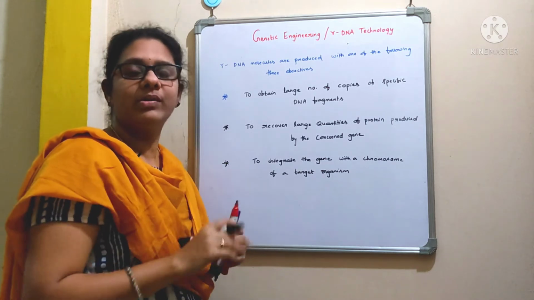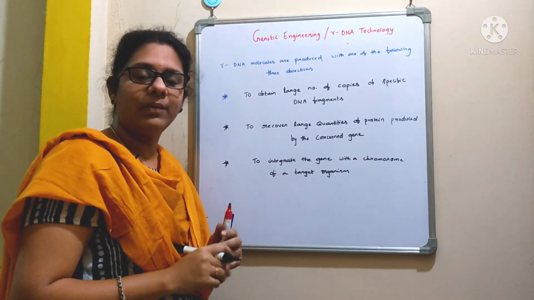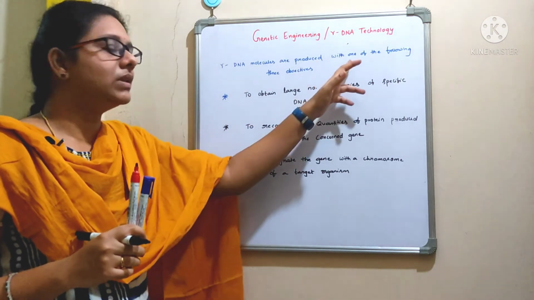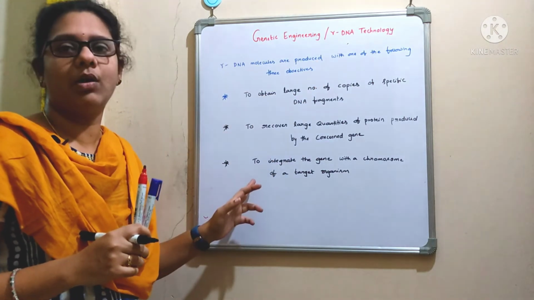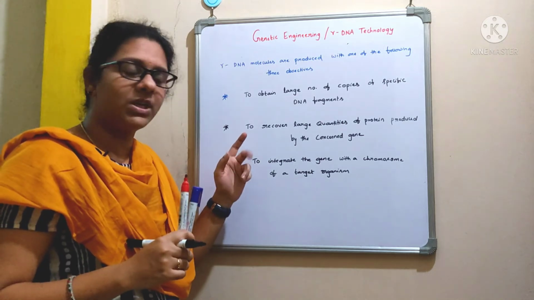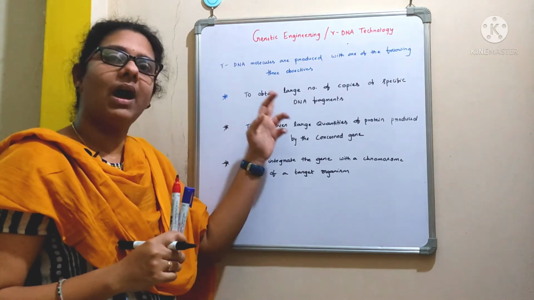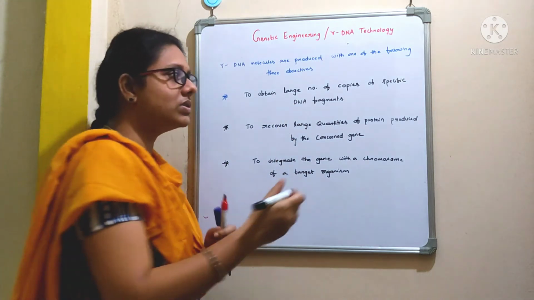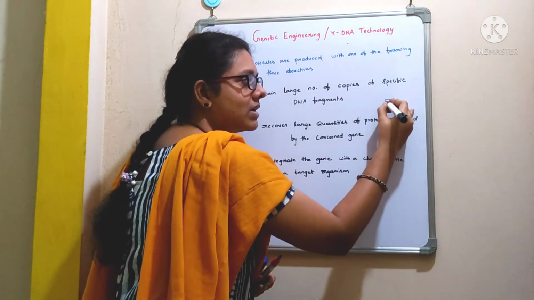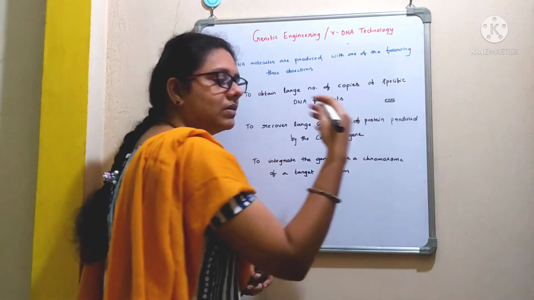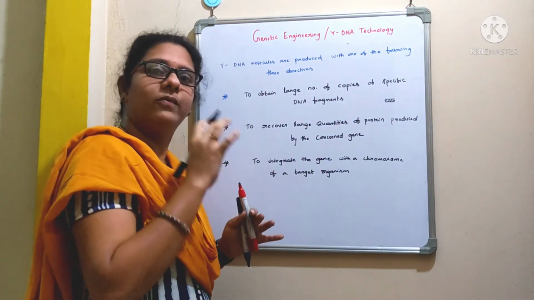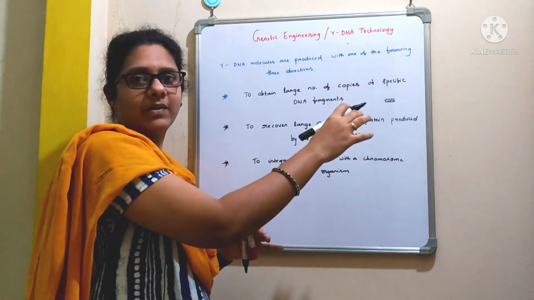Why do we need to produce a recombinant DNA molecule? These recombinant DNA molecules are produced with one of the following three objectives. The first objective is to obtain a large number of copies of specific DNA fragments. As I told you just now, if we are interested in any gene that may code for a useful protein, what we need to do is make multiple copies of that gene.